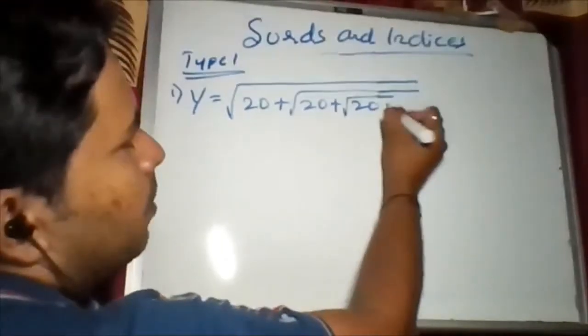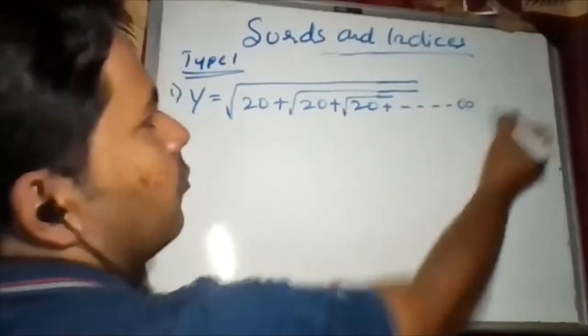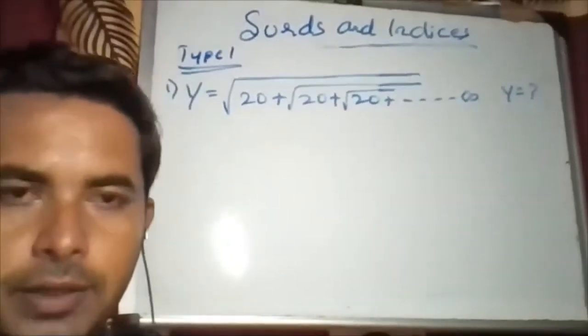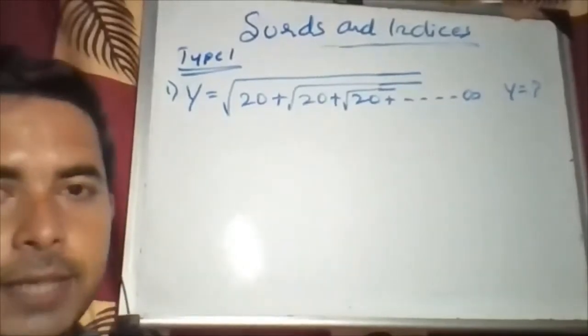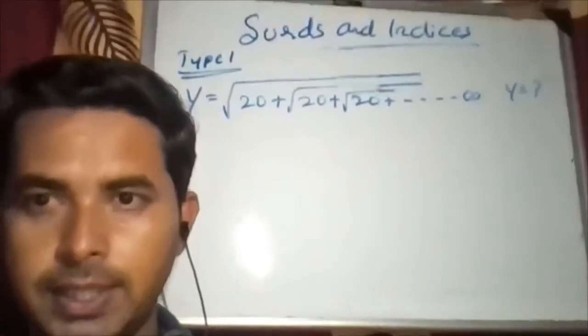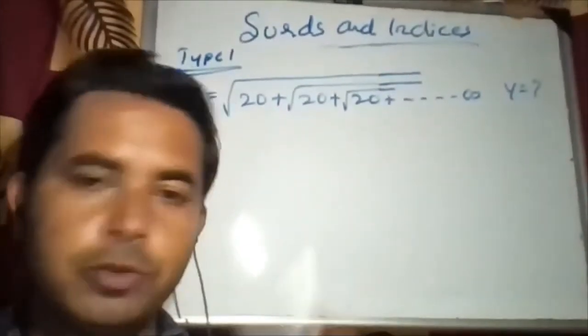Okay, so here plus, and this is up to infinity. So you have to find what is the value of y. They'll ask such type of question. It's one type of question that comes under the topic of search. So how to solve this?